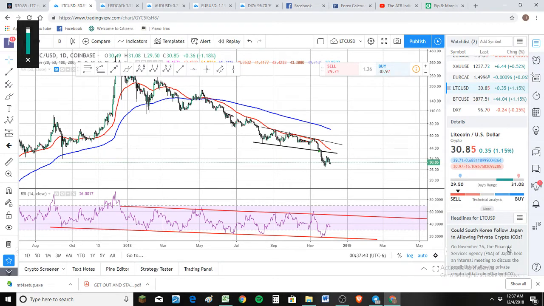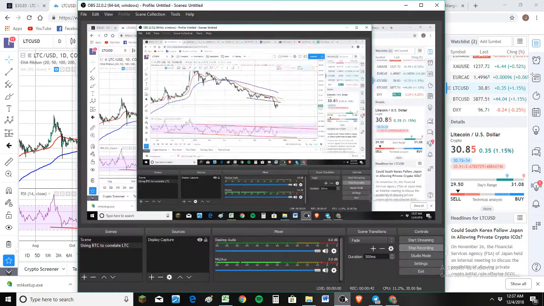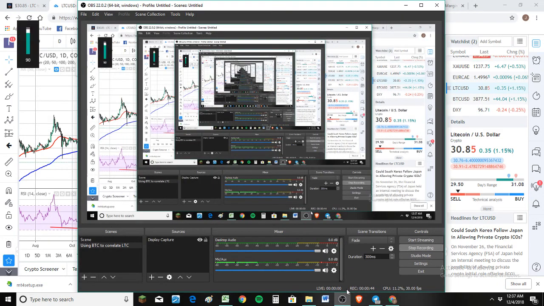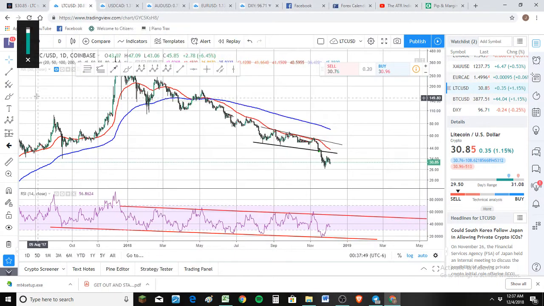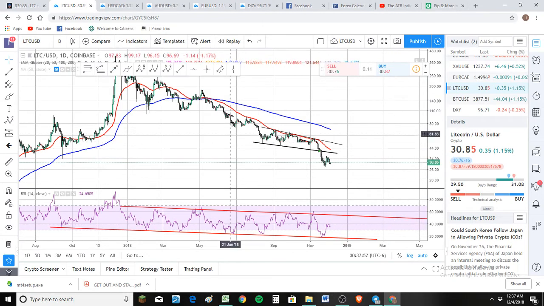Turn the volume down on my computers to make sure we don't hear those things anymore. Okay, sorry about that.